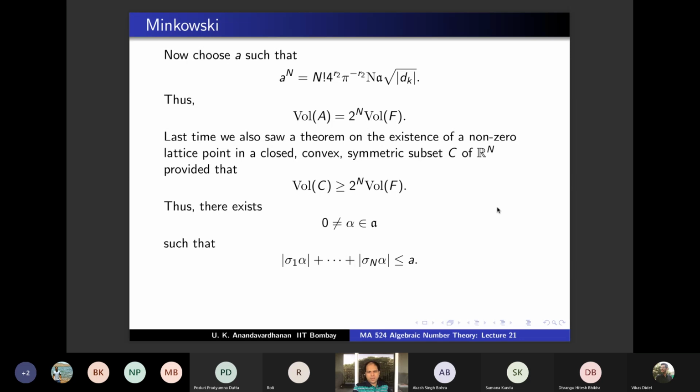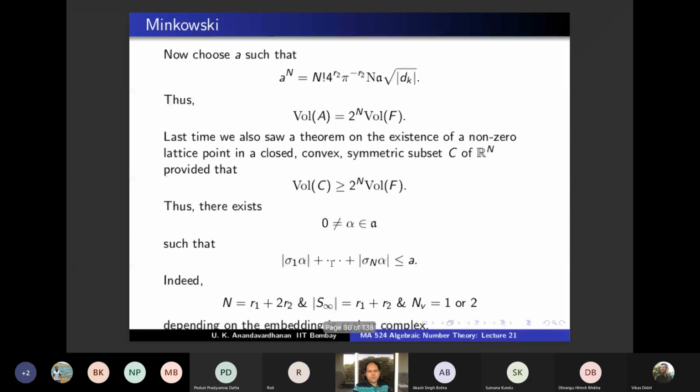Okay, so this is exactly that region, and we know that there is a lattice point in that region. So indeed, this is because R1 plus 2 R2 is N, and S infinity is R1 plus R2. So we are writing twice. Sigma I and its conjugate both are written here. So the sum is twice something. And NV is 1 or 2, depending on whether the embedding is real or complex. Okay, so this is what we have got.